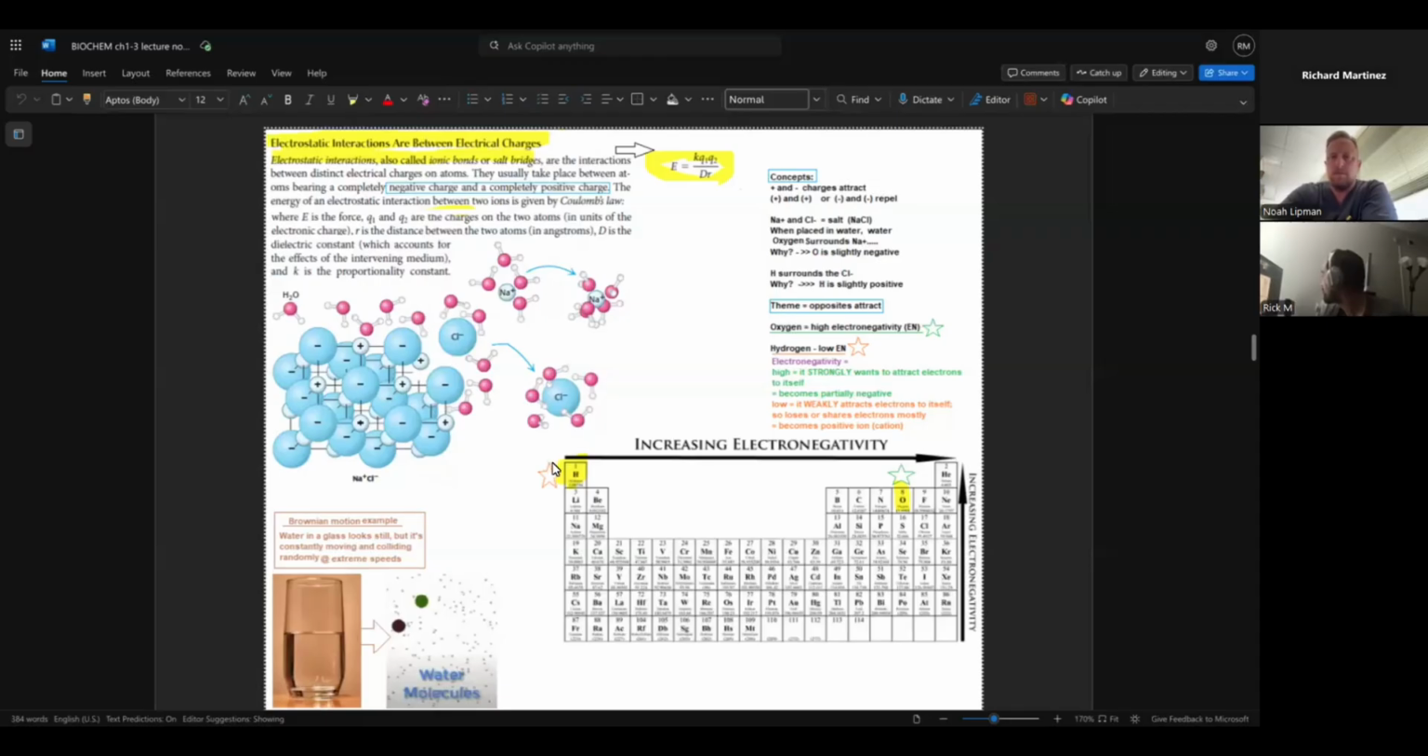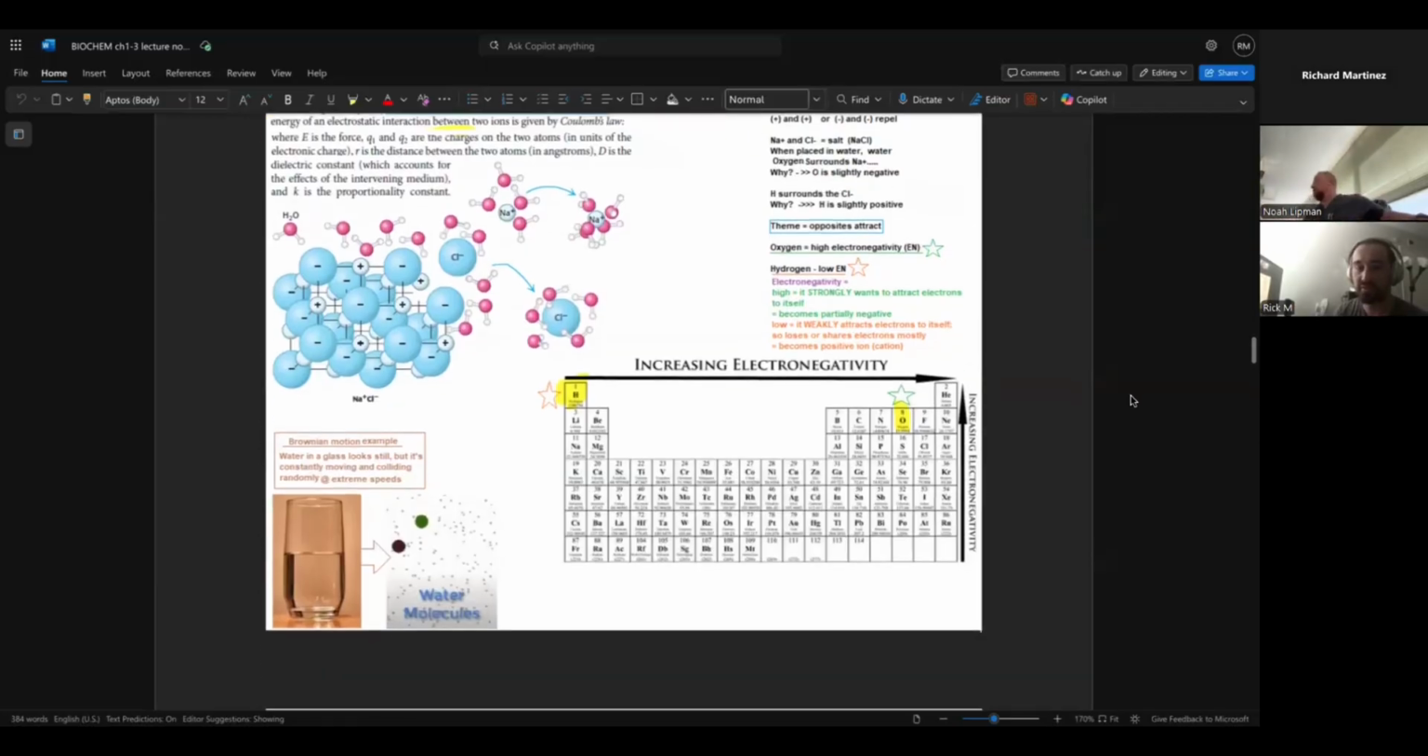So if it's low electronegativity like these hydrogens, it's going to have a weak attraction for electrons to bring them in. Just this simple little picture, just to try and explain this. I know it's not too in depth, but it's more just to put a visual to everything.